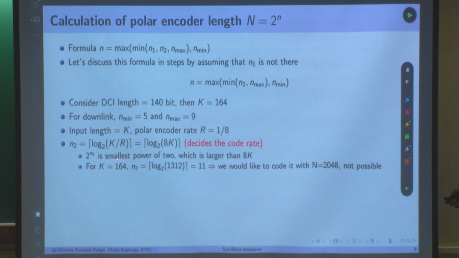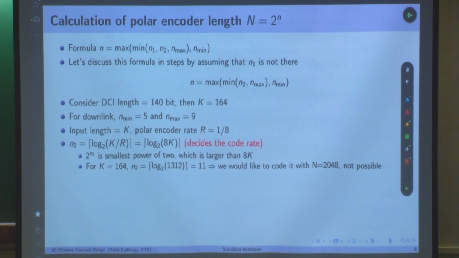If the input is 164, we would like to code it with n equal to 2048 bits. Why? Because we want the code rate to be low, at least 1 by 8 or lower than that. There are restrictions on the value of n. n can take values only as powers of 2, so if it is 2 power 11, you get 2048.